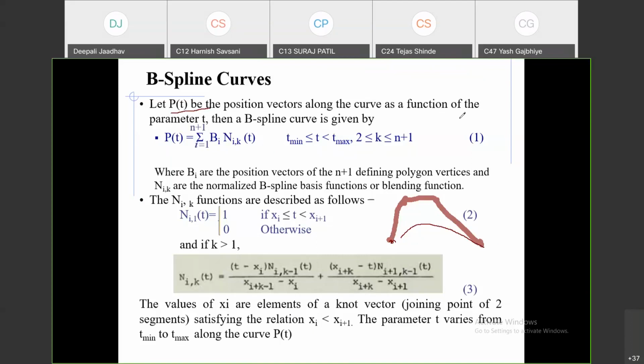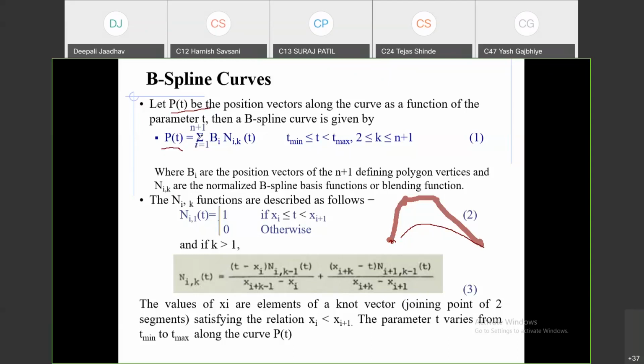Then the B-spline curve is given by, what is the equation for the B-spline curve? Any position vector P(t) with two parameters x(t) and y(t) is equal to the summation of i equal to 1 to n plus 1. Instead of 0 to n, it is taken as 1 to n plus 1. In some books or on the internet, it is given as 0 to n also. Both are the same.